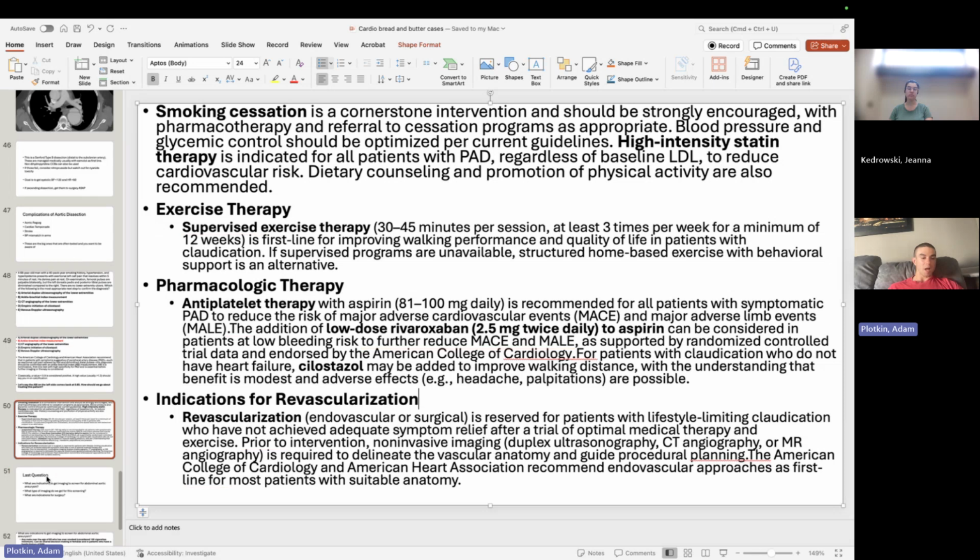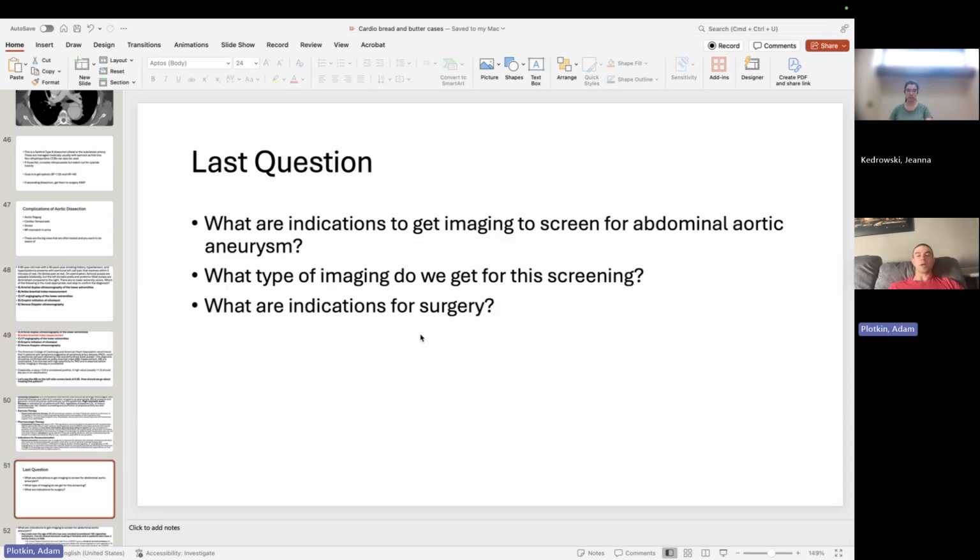Very good. Last question. What are indications to get imaging to screen for AAA? What type of imaging should we get for this screening? And what are indications for surgery? So all men who have ever smoked, starting at age 65.